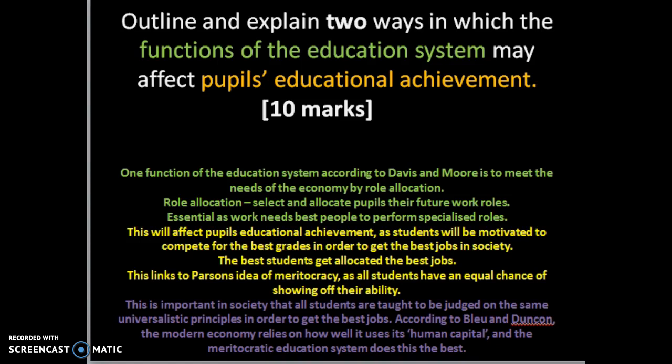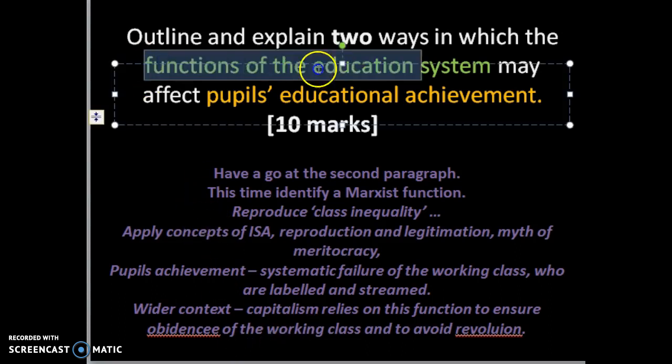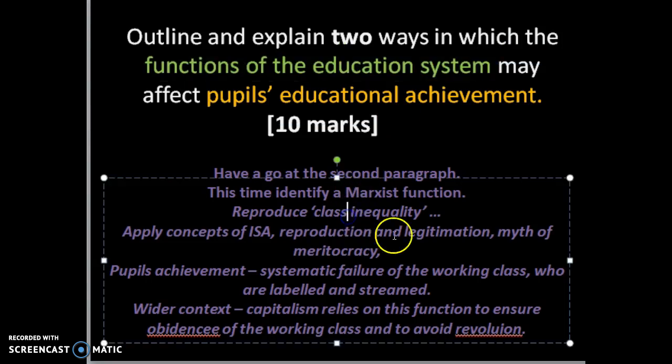Okay, so let's have a little bit of a look. I want you to have a go at a second paragraph. So this time I would identify a totally different function. So have one on functionalist, have one on Marxist, or feminist if you want to. So the main function of the education system, and you might start your sentence with the second function of the education system, okay, is to reproduce class inequality. And then tell me, what is the class inequality?